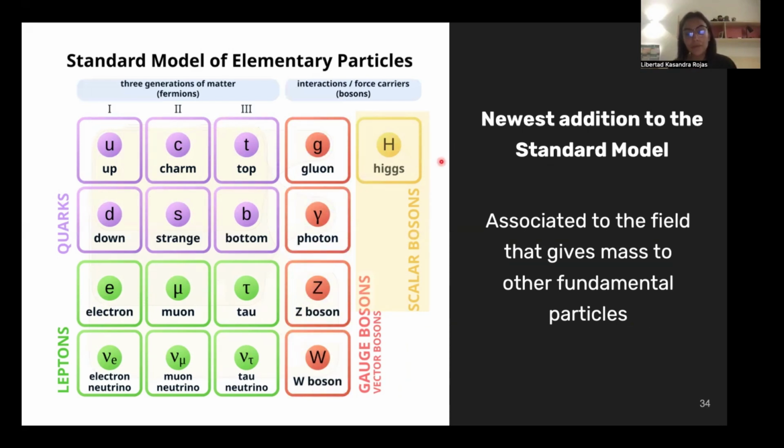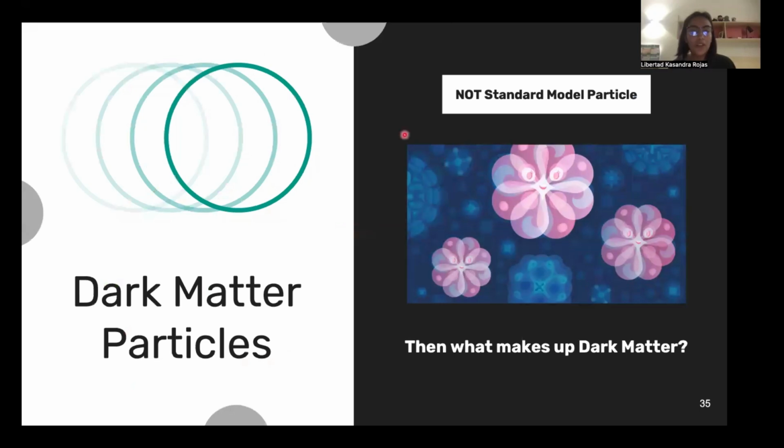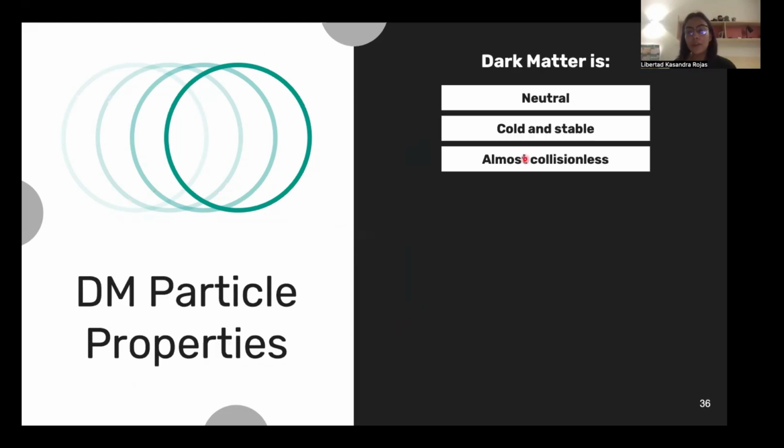Okay. So with that said, all we have set up until this point is that dark matter particles are not Standard Model particles. So we have pretty much ruled out all of the particles that we know of that exist as potential candidates for dark matter particles. Now, we have done this, so then what makes up dark matter? Along the way of doing this, we have described a few properties of dark matter particles. The first one being that it has to be neutral. It cannot have a charge, it doesn't interact with light, right?